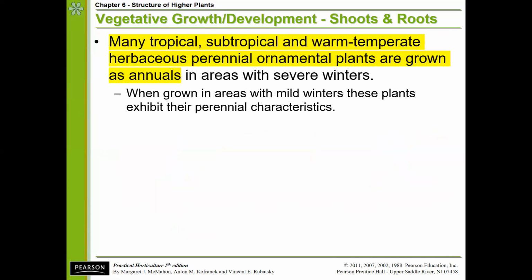Another thing to recognize is that we do grow herbaceous perennials here as annuals in many cases, like tomatoes, for instance. In their native region, they are perennials, but here we grow them as annuals. Lots of our crops are perennials in their land of origin.